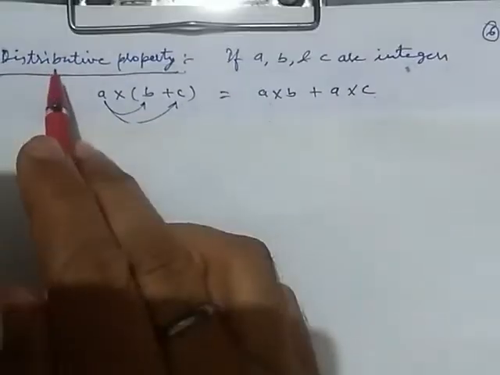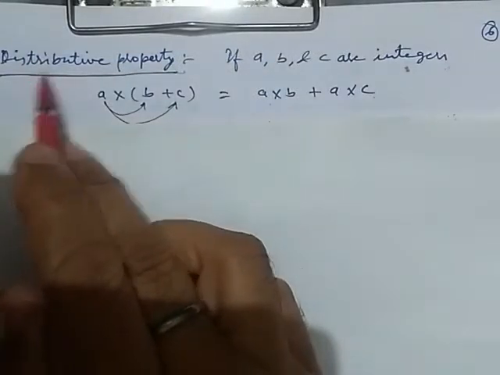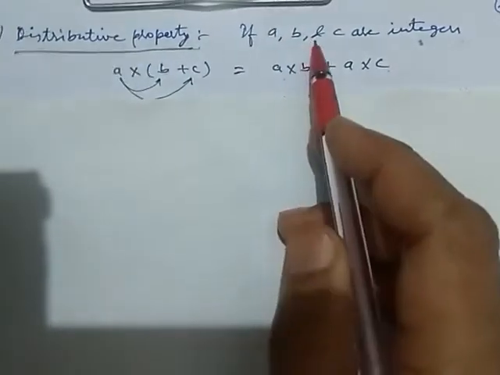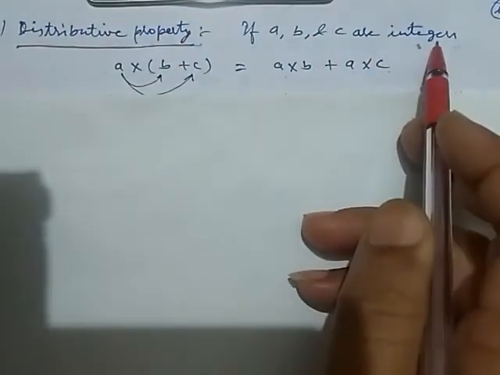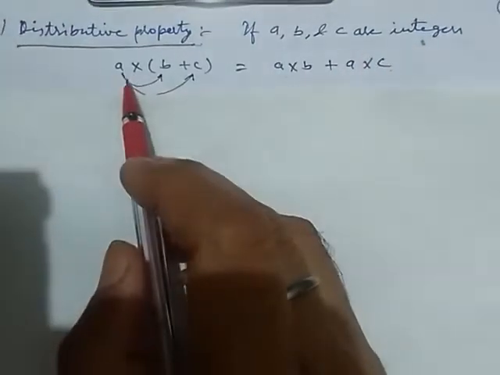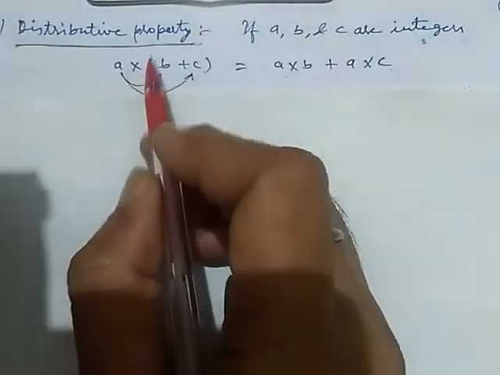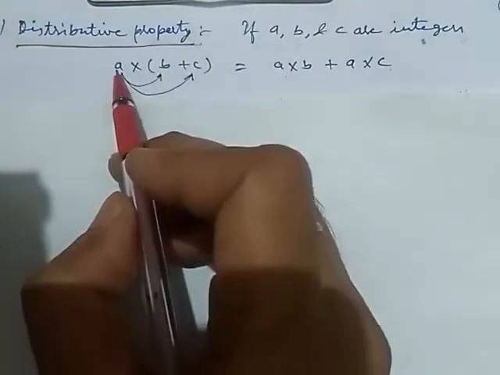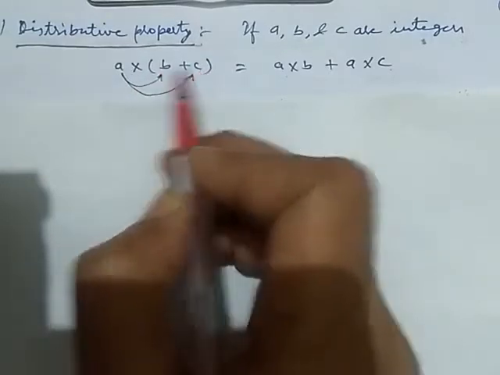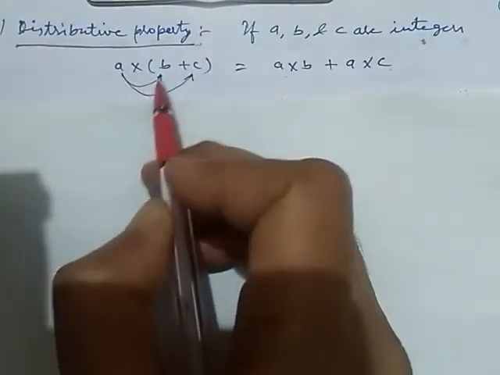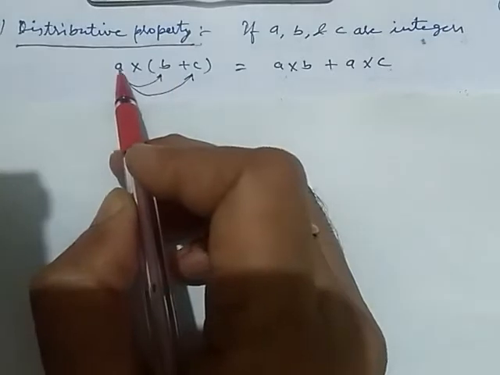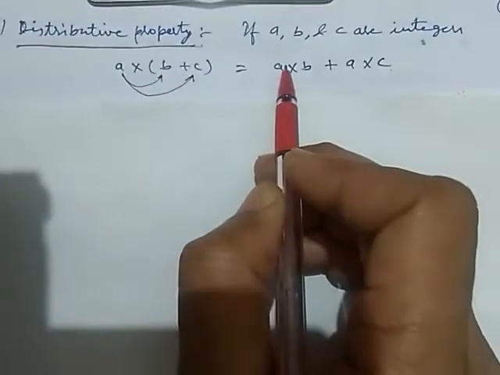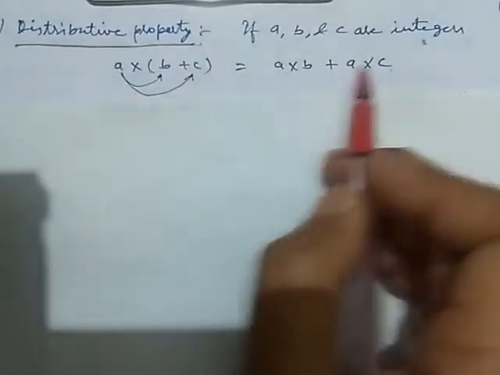Here we now learn distributive property. If A, B and C are integers and A into B plus C, so what happened? We multiply this B and C by A like this. A multiply this B, A multiply this C. So what we get? A into B plus A into C.